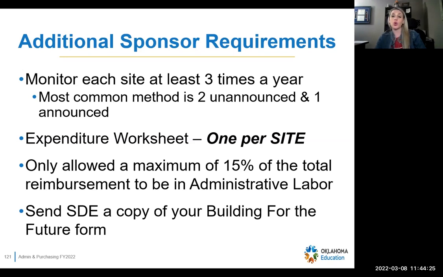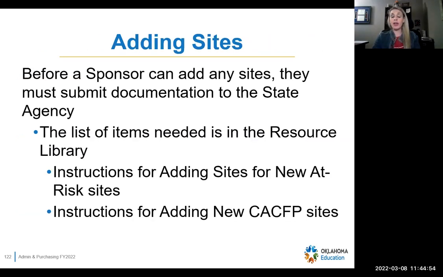Again, you have to have an expenditure worksheet, 1 per site. If you're multi-sided, for the admin labor you're only allowed to charge off up to 15% of the total reimbursement for the year. There's a question in your application and agreement that says, how much reimbursement do you think you're going to get? You fill that out, and then you can only charge off 15% of that amount. And then again, for that building for the future that I showed you earlier, we have to have a copy of that before we can approve your application.